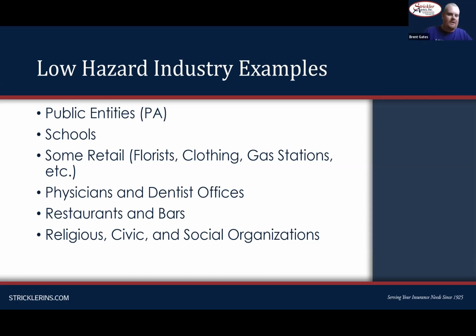Physicians and dentist offices, restaurants and bars, religious, civic, and social organizations. These are considered low hazard industries that are not required to run OSHA logs, regardless of the size of their establishment. Now, these are all based on your NAICS code, which is your North American Industrial Classification System, typically 6 digits. You can compare and contrast your NAICS code with the ones that are on the list.